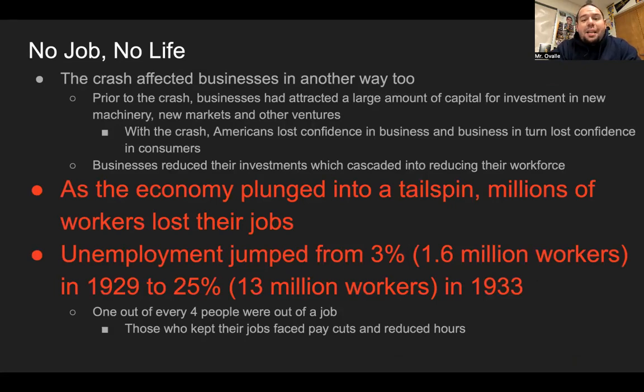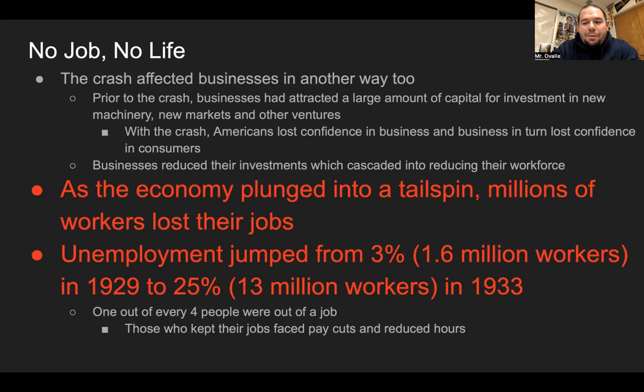The crash affected businesses in another way too. Prior to the crash, businesses had attracted a large amount of capital for investment in new machinery, new markets, and other ventures. With the crash, Americans lost confidence in business, and business in turn lost confidence in the consumers. Businesses reduced their investments, which cascaded into reducing their workforce. As the economy plunged into a tailspin, millions of workers lost their jobs.